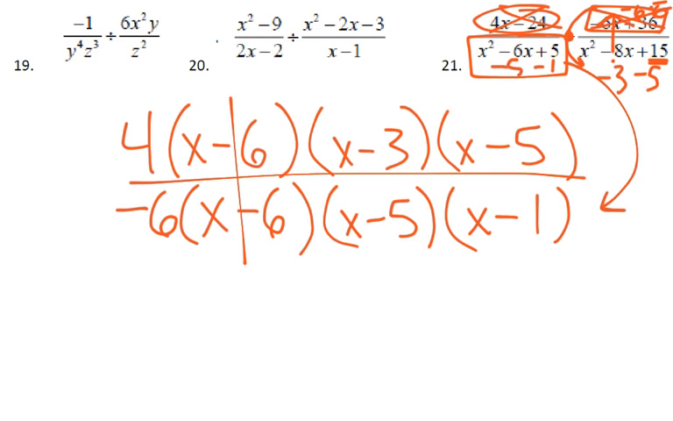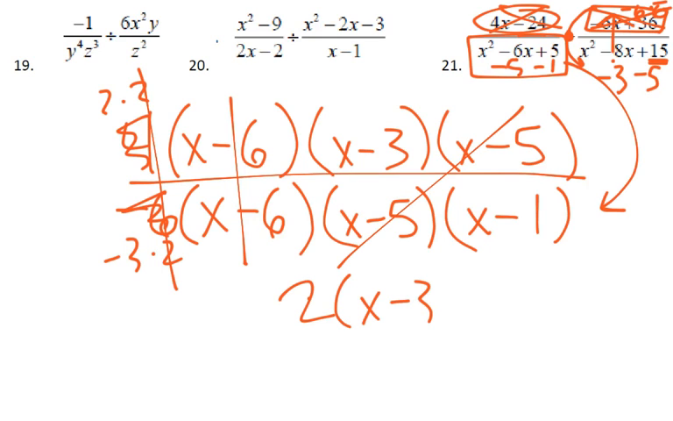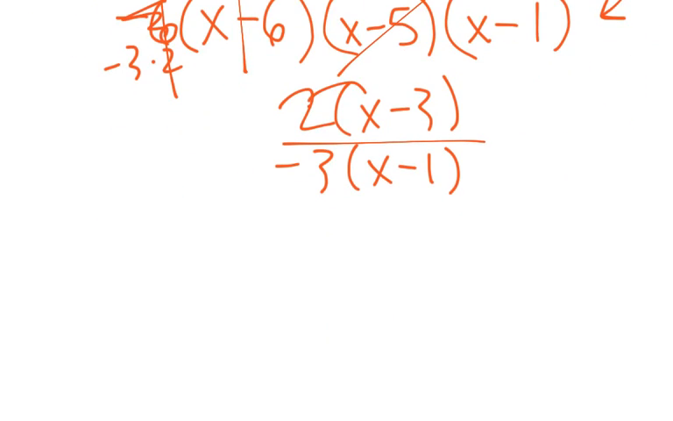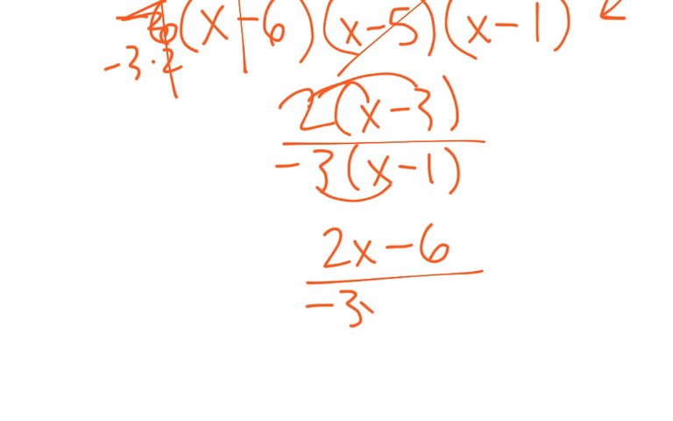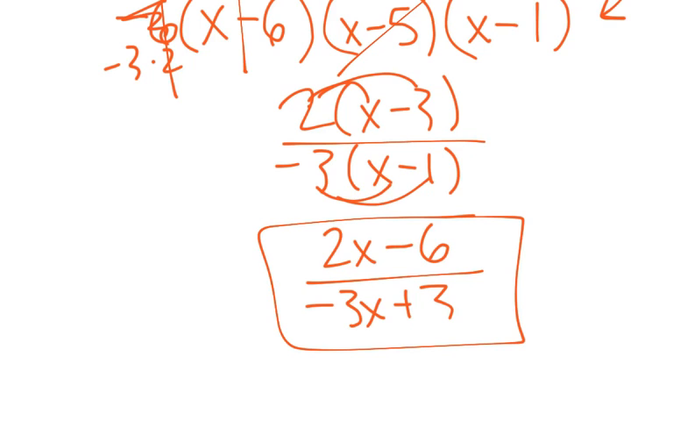So now what do we eliminate? We can eliminate that. We can eliminate that. 4 is really 2 times 2. 6 is really negative 3 times 2. Can eliminate that. So I'm left with 2 times x minus 3 over negative 3 times x minus 1, which I can simplify further and get 2x minus 6 over negative 3x plus 3. And there's our answer. Alright, hopefully not too bad. It's kind of fun when you see all that stuff eliminate and disappear.